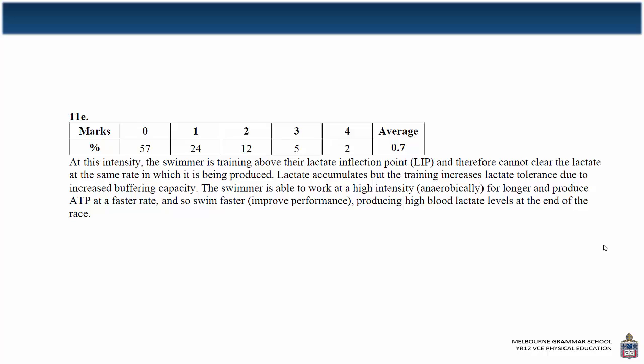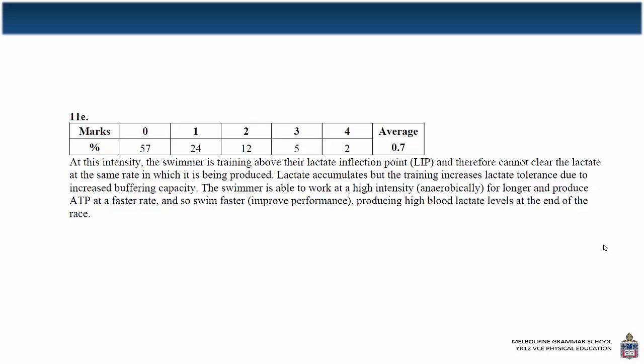So what you'd need to say is that at this intensity, the swimmer is training above that lactate inflection point. That's the steady state that they can hold, and therefore they cannot clear the lactate at the same rate at which it is being produced. If you see lactate inflection point or the opportunity for lactate inflection point within a question, make sure you define it, because quite often it's worth a mark, and in this particular instance it was. So you needed to say for 1 mark that the swimmer is training above their lactate inflection point, and then you needed to define lactate inflection point.